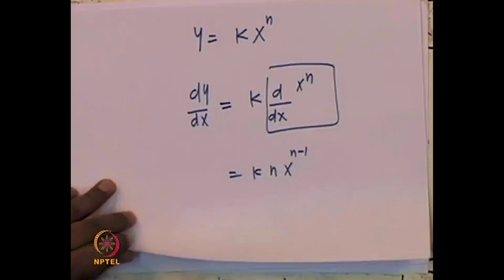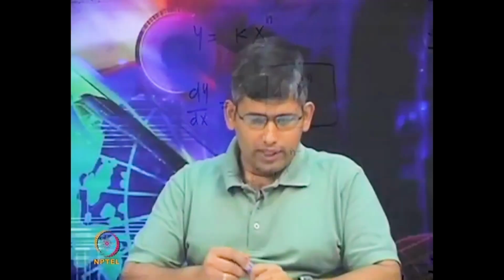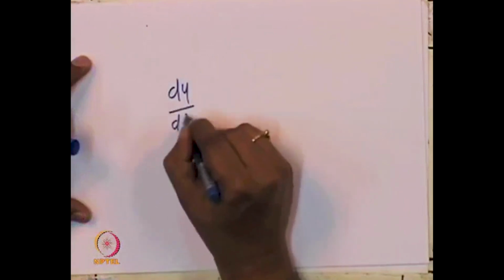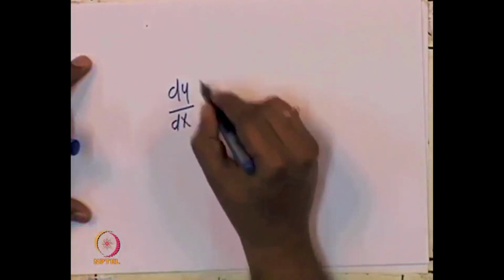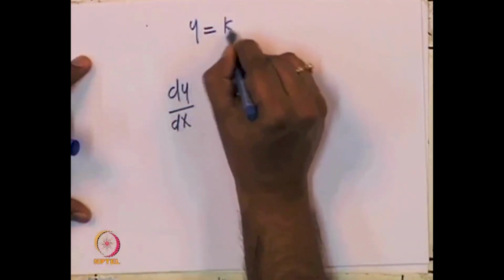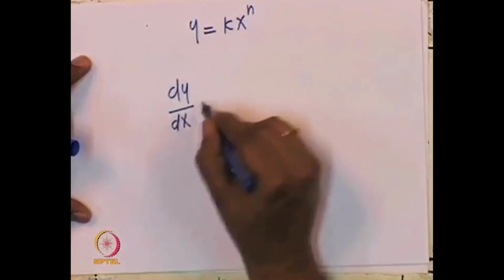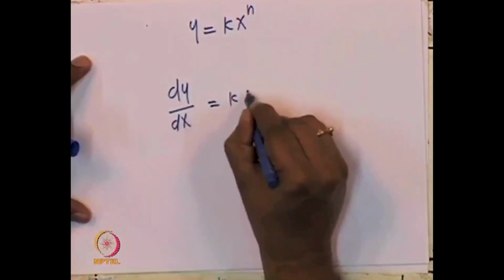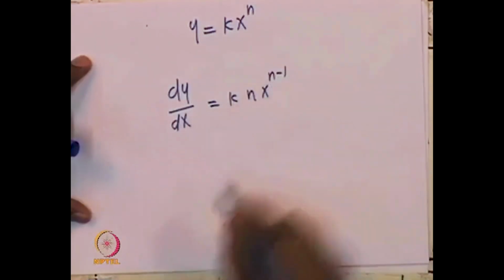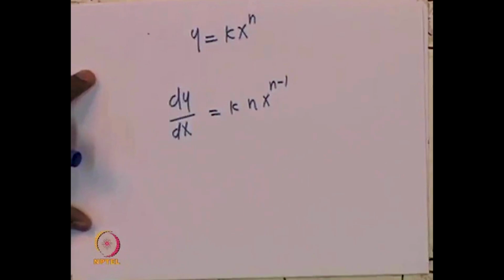Now, let us look at the next rule. There is one more thing which we should learn. So let me reiterate the first rule we learned: the generalized dy by dx, when y is k times x power n, dy by dx is k times n x power n minus 1. This is what we learned now.